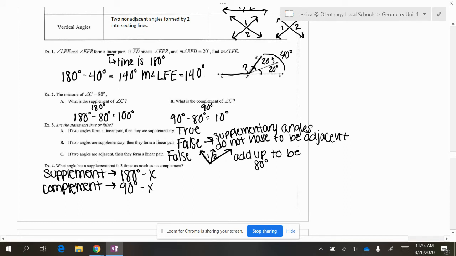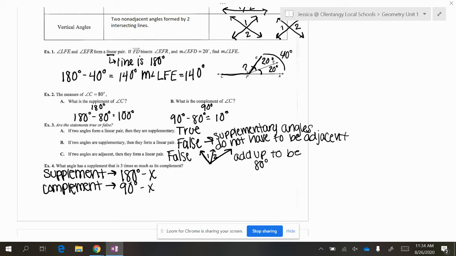90 degrees minus our angle measure. So up here in A and B of example 2, we were given an angle, we subtracted that from 180 or 90 to find the supplement or complement. It's the same thing here, but we're not given what x is. We're not given what that angle would be.